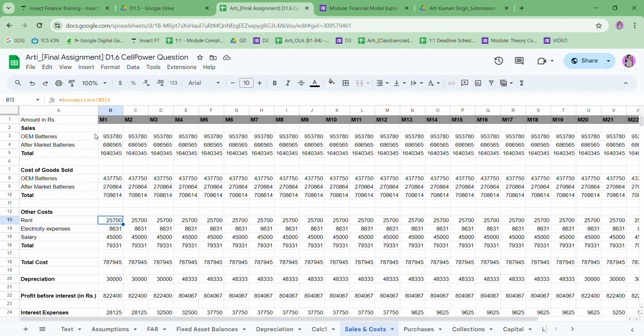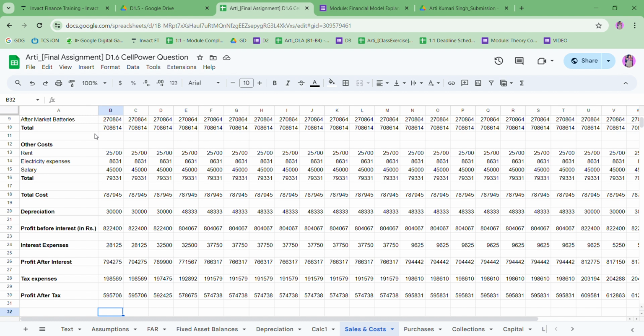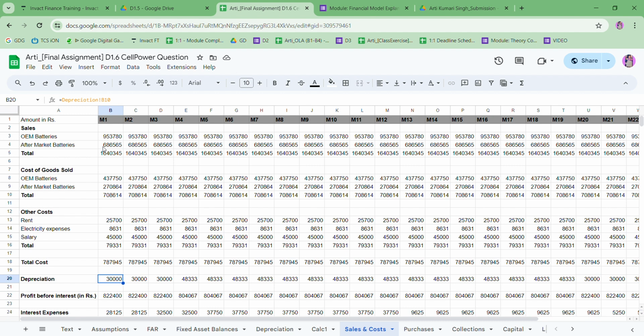Next, other cost has been shown with reference to the assumption sheet. Then we have calculated our total cost: we have added our cost of goods sold with other costs. Depreciation can be seen from the reference to the depreciation sheet, which we calculated before. Profit before interest has been calculated by deducting the total cost and depreciation from sales.